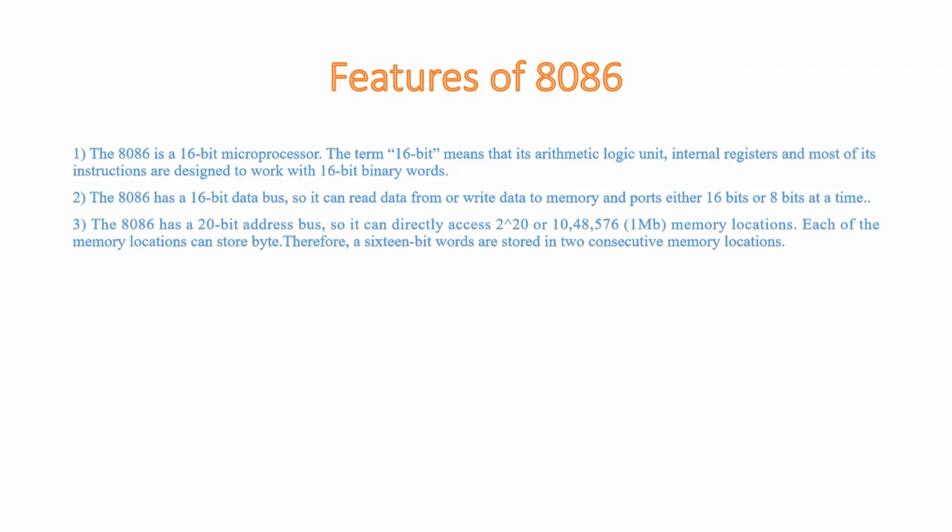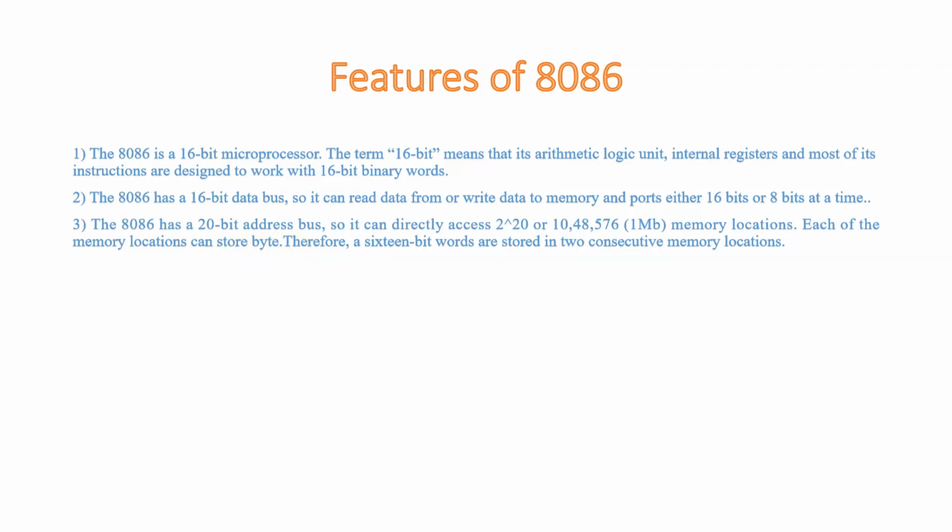8086 has a 20-bit address bus. A 20-bit address bus means it can access 2 power 20, that is 1 MB of memory locations, and each memory location can store only 8-bit data. 8-bit data is nothing but a byte. So it can store only a byte of data in one memory location.